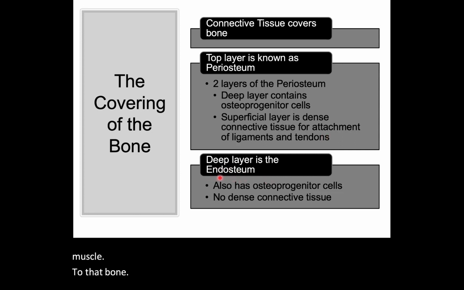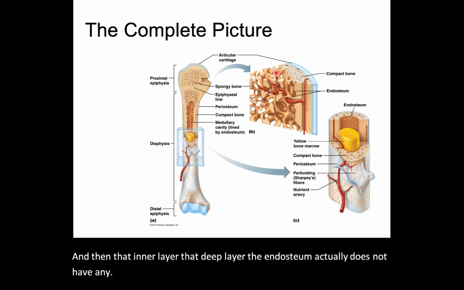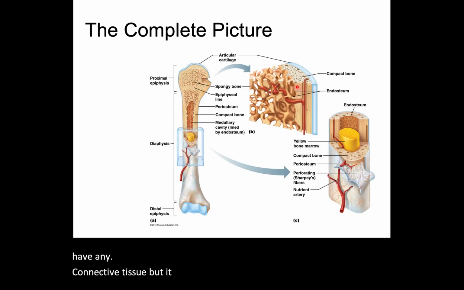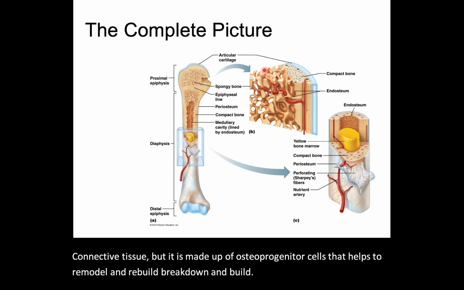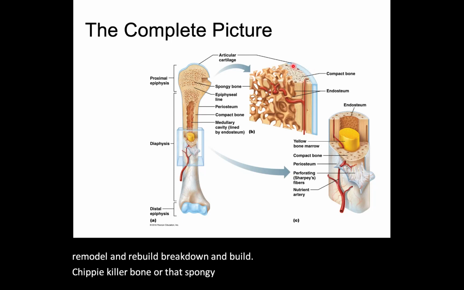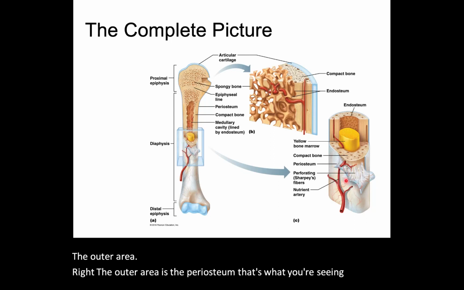And then that inner layer, the endosteum, actually does not have any connective tissue, but it is made up of osteoprogenitor cells that help to remodel and rebuild, break down and build the trabecular bone, or that spongy bone. So once again, the outer area is the periosteum. That's what you're seeing right here, kind of peeled back.